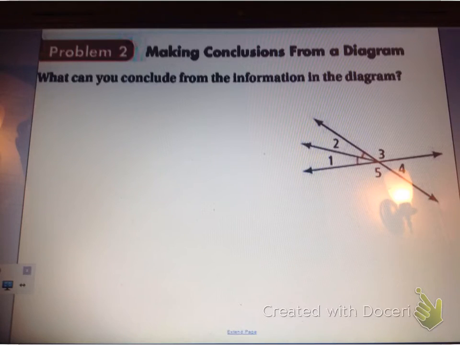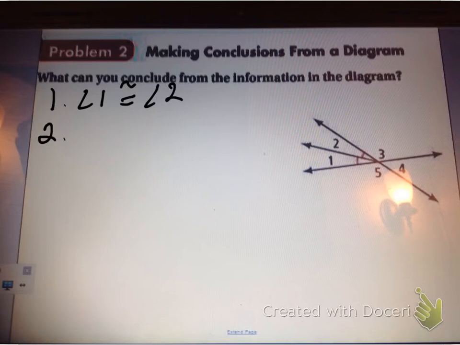Okay, problem 2. What can you conclude from the information in the diagram? Alright, well, the first thing that should jump out to you is that angle 1 is congruent to angle 2, because we notice the red arcs, the one single arc for each of those means that they're congruent to each other.